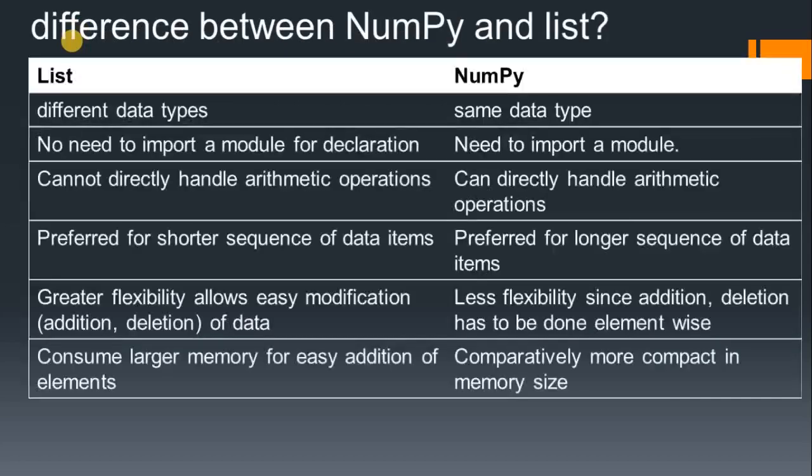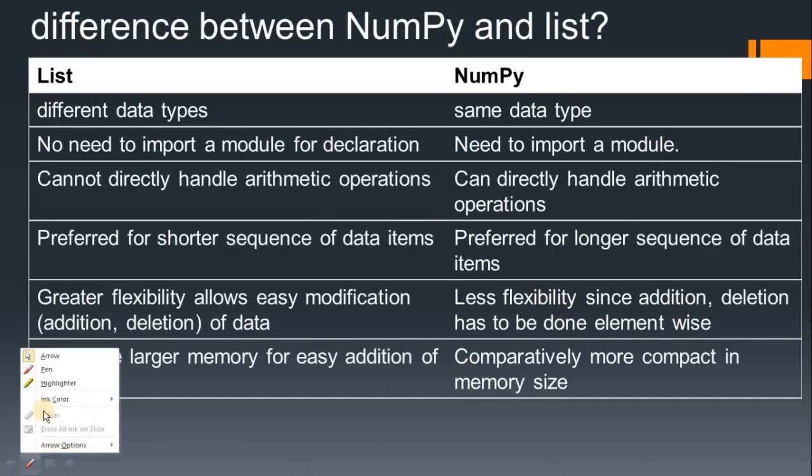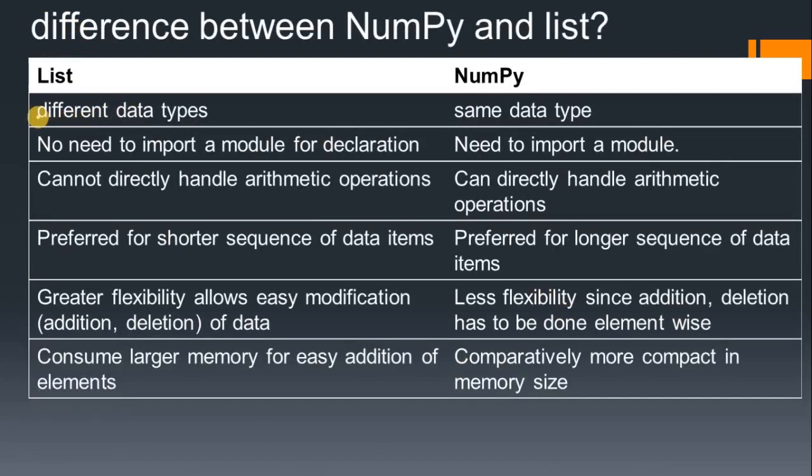Now we will see the differences. So these are all the differences. We will cover them one by one. The first one is different data type. In the list we can use different types of values, but in NumPy it is treated like an array, so we have the same kind of data type.